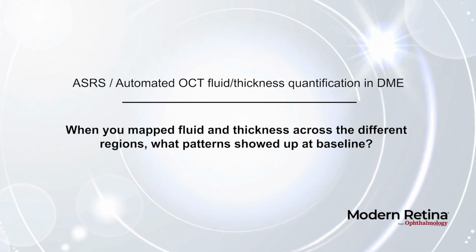Yeah, so central subfield thickness was obviously involved because that was one of the criteria for being enrolled in these trials. But the inner temporal and the outer temporal subfields were thicker than the other eccentric subfields within the ring, and especially thicker than the nasal subfields. And also the inferior subfields were thicker than the superior subfields. And that's interesting because if you look at a population of diabetic patients with little to no diabetic retinopathy, you'll find the opposite. And that's been shown through some DRCR work.